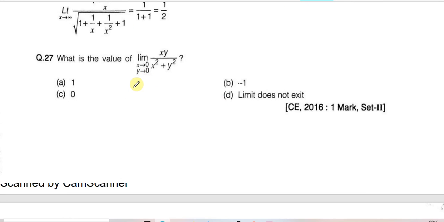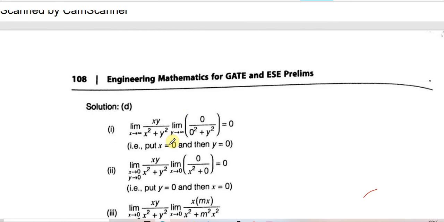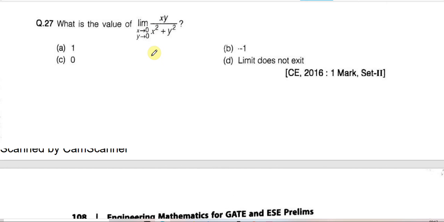See this problem, limit x approaches to 0, y approaches to 0 is also there, xy upon x square plus y square. What will you do in this case? You have to simply do one by one. You will first take x approaches to infinity and y approaches to 0. So we will do it one by one, we can simply put one by one. Actually this is one theory concept which we have missed. So this is also one important concept you have to keep in mind. So let's study theory first.